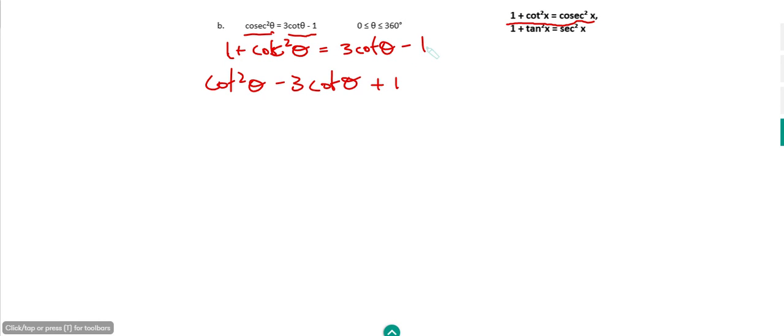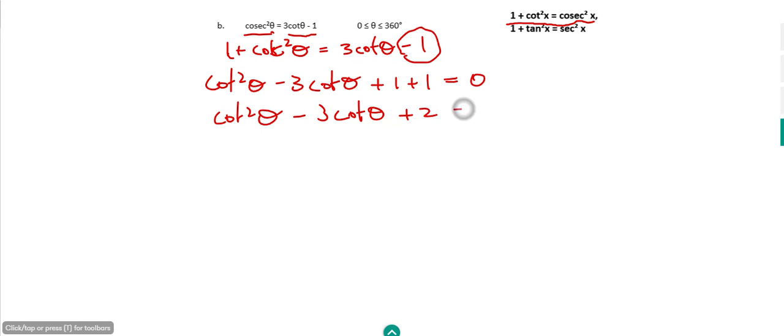And then I'm going to take that over, the minus 1. That's going to become positive, so it's going to become a plus another 1. That's all going to be equal to 0. So if I tidy that up, that's going to be cot squared theta minus 3 cot theta plus 2 equals 0.